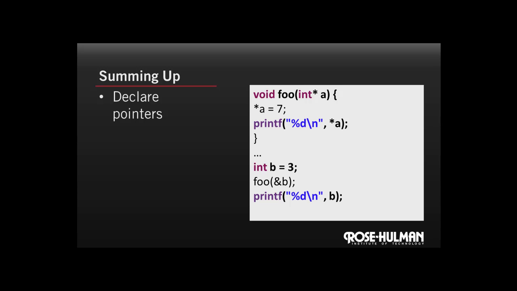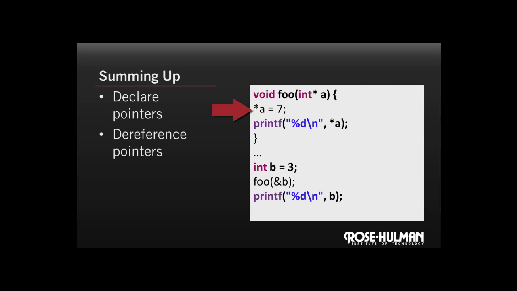Summing up, there are three basic things to remember about using pointers in C. The first is that we declare a pointer by adding an asterisk to the type of the parameter. So in this example, the parameter a to the foo function is declared to be a pointer to something of type int.